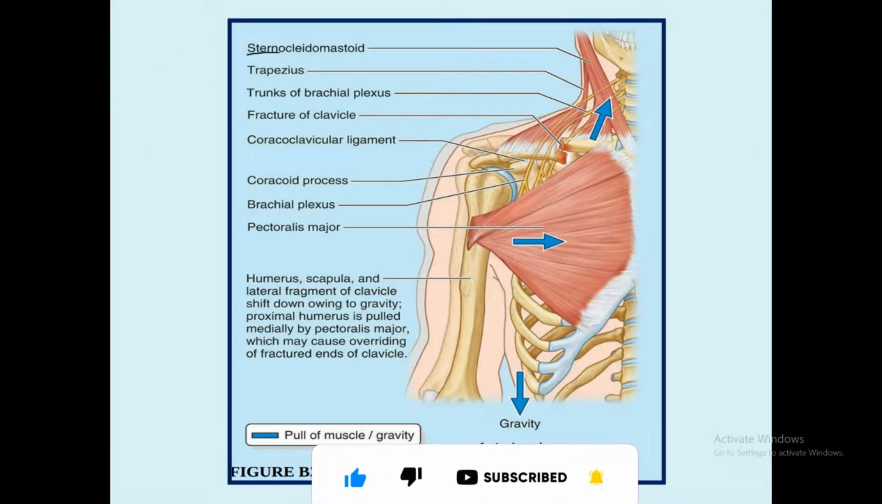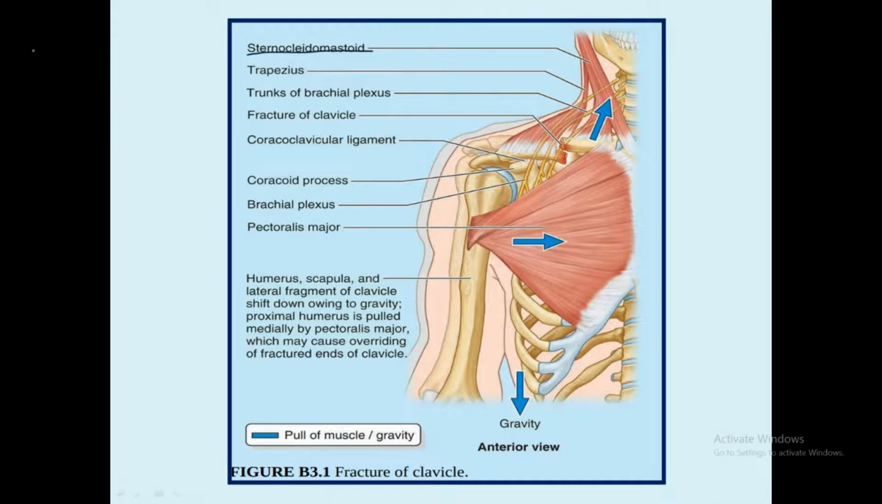Here, this is the sternocleidomastoid muscle, and this one is the trapezius muscle. As you can see here, the trapezius muscle cannot bear the weight of our upper limb. It is unable to support the total upper limb weight. So here this is the fracture of the clavicle.